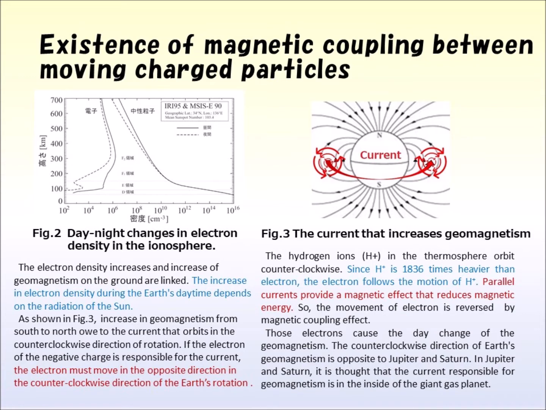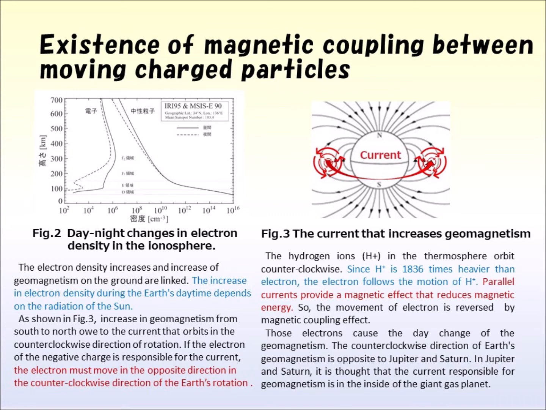As shown in Fig. 3, the increase in geomagnetism from south to north is owed to the current that orbits in the counter-clockwise direction of rotation. If the negatively charged electron is responsible for the current, the electron must move in the direction opposite to the counter-clockwise direction of the Earth's rotation. The hydrogen ions H+ in the thermosphere orbit counterclockwise. Since H+ is 1836 times heavier than the electron, the electron follows the motion of H+.